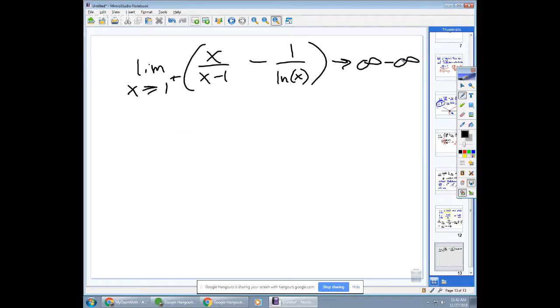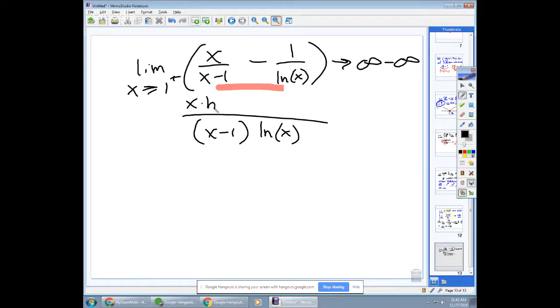So I got a problem here. L'Hopital's rule doesn't apply at the moment, so I'm going to do some algebra to this. And I think Sarah would very much like it if I added these fractions together. Okay, I would appreciate it. Thank you. So my new common denominator is going to be x minus 1 times the natural log of x. Numerators are going to be x times the natural log of x minus x minus 1.